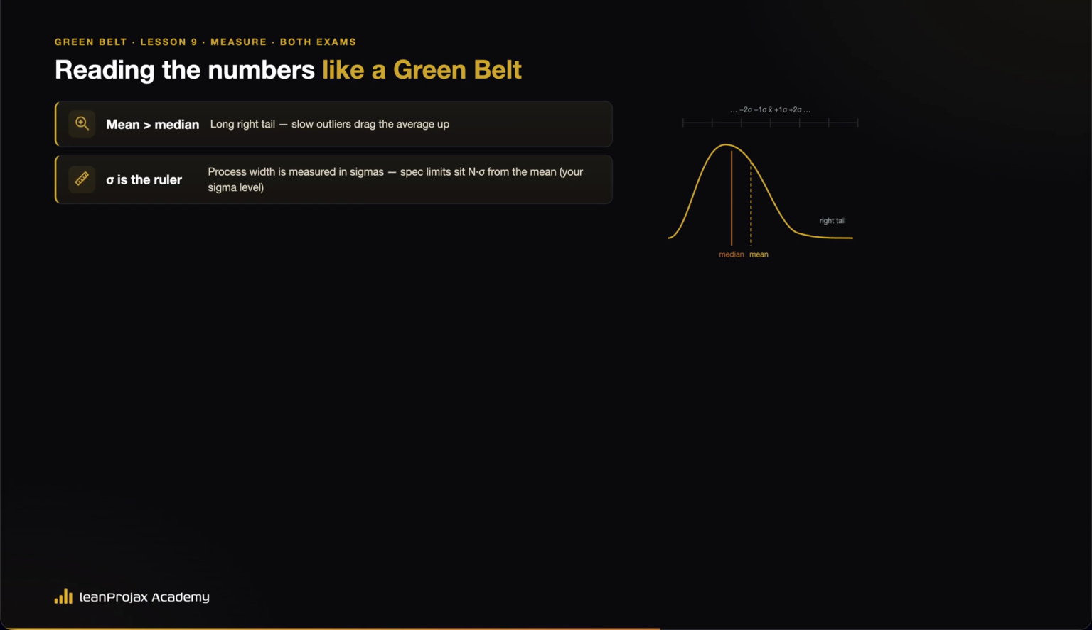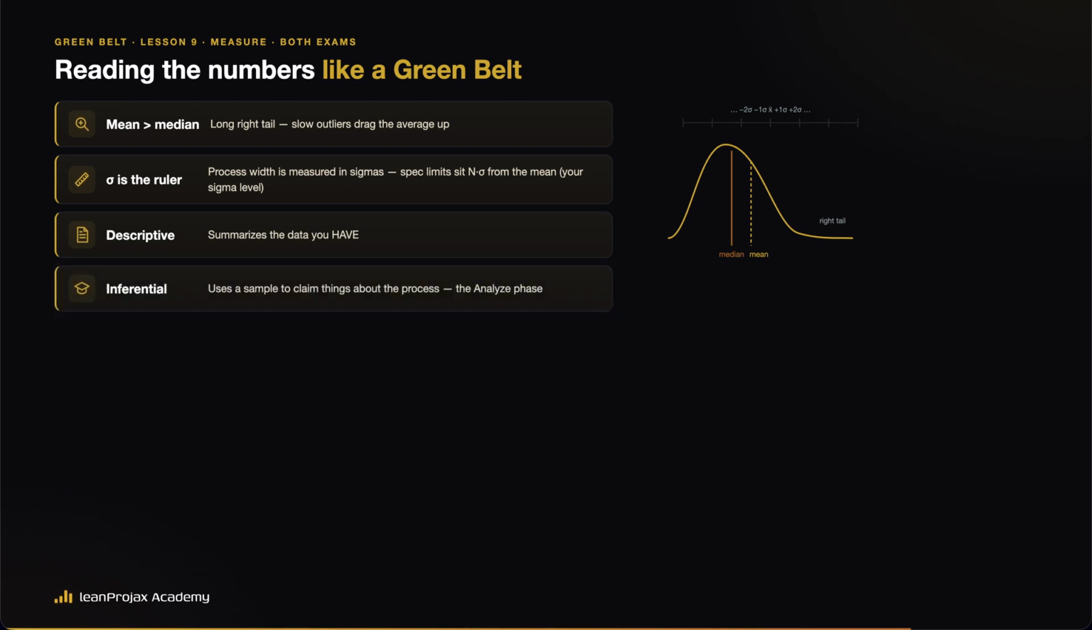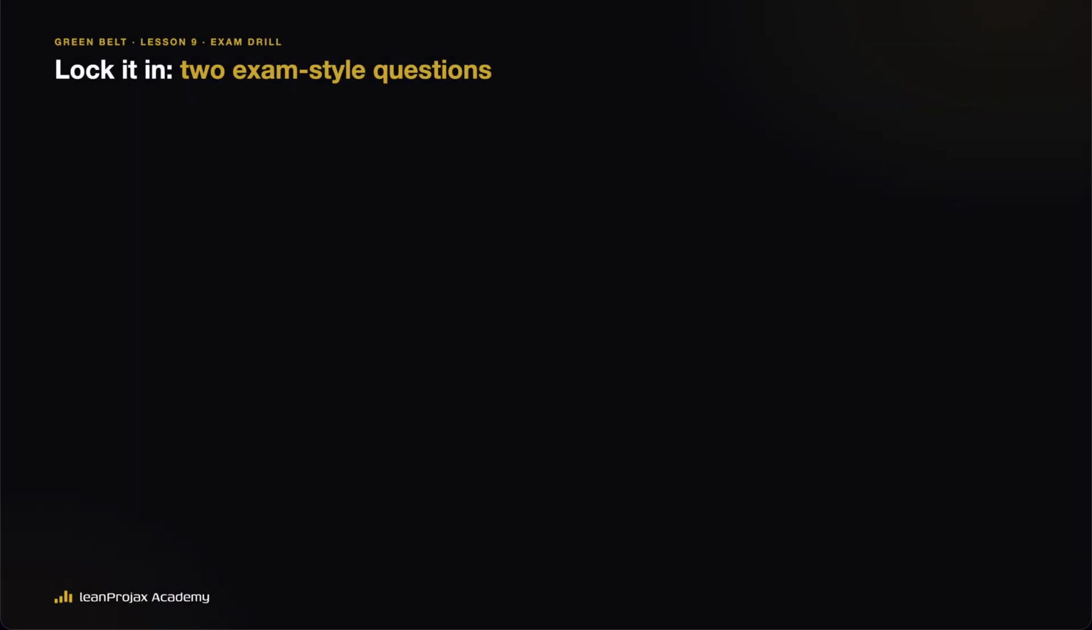One vocabulary pair before the drill. Describing the data you have is descriptive statistics. Using a sample to make claims about the whole process is inferential. That's where the analyze phase lives. Measure describes, analyze infers. Exam drill.